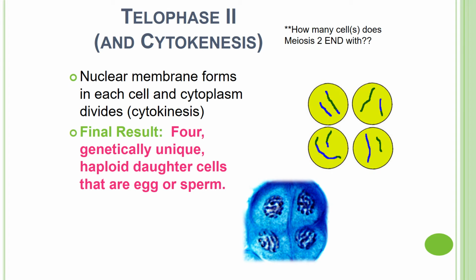And then finally, the cells are going to pull apart into two, and you're going to have 4 unique cells that are haploid. And if you look at that picture with the yellow cells, look at all of those. Each one of those is a little bit different. They're similar, but they're not the same. And that's the point, is to have genetic variation. So the end result is 4 unique daughter cells.